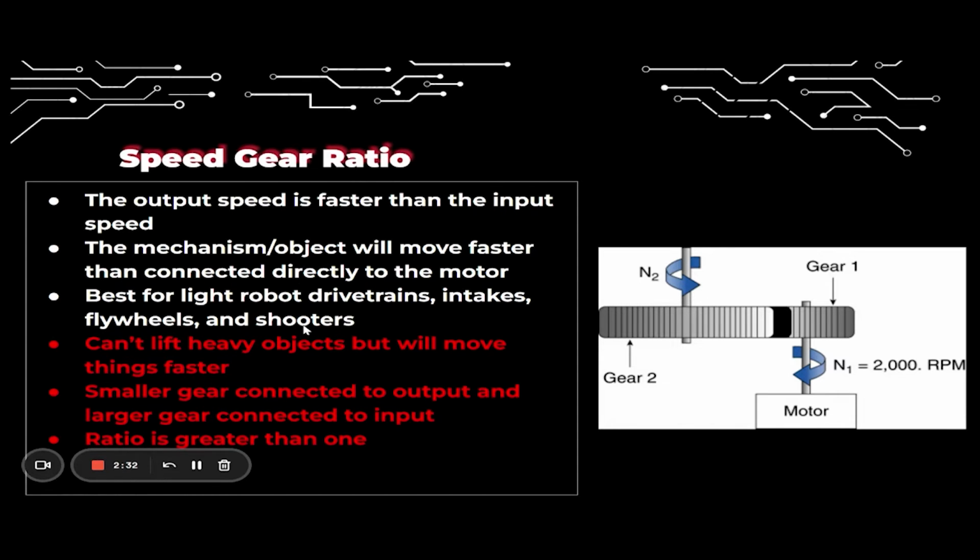So if you have a light robot and you want to move fast, a speed gear ratio is a good idea for your drivetrain. But if you have a heavy robot, a speed gear ratio might not be able to move your robot. A smaller gear connected to the output, and a larger gear connected to the input is what makes up a speed gear ratio. And the ratio is going to be greater than 1 when you use that inside that formula. Think back to the example where the ratio was 5.